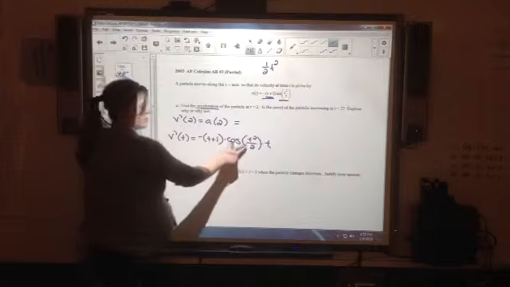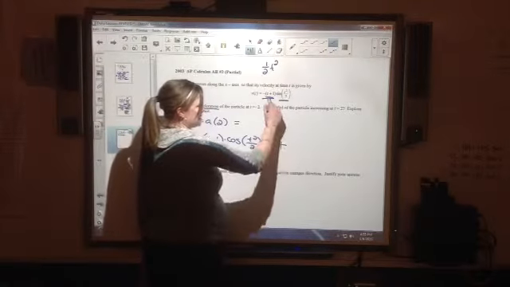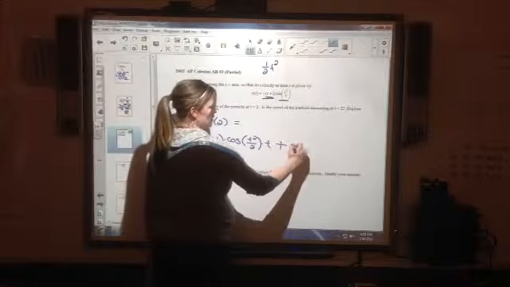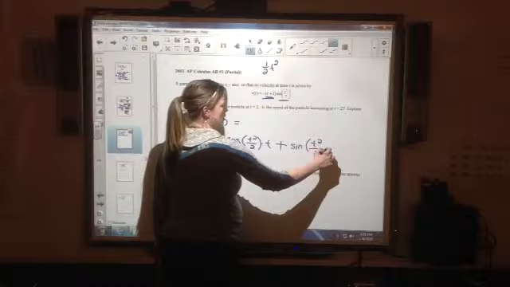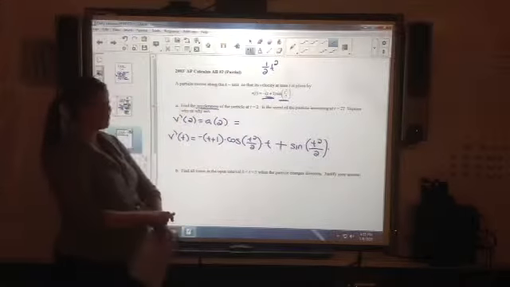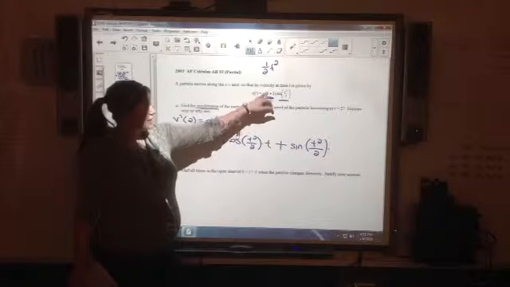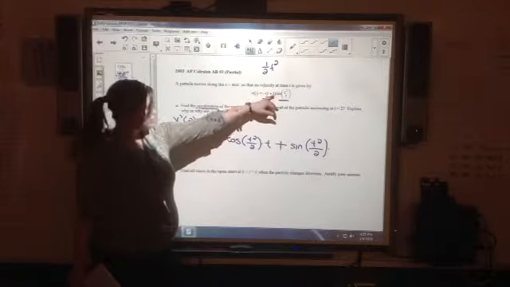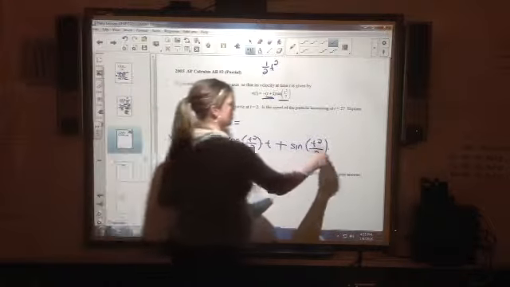So first times the derivative of the second, plus the second, so sine t squared over 2, times the derivative of the first. The derivative of the first, I could take this through and call this negative t minus 1. So I know the derivative of negative t minus 1, that whole quantity, would just be negative 1.